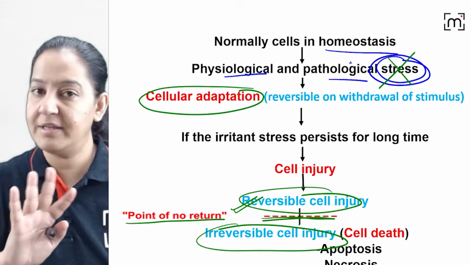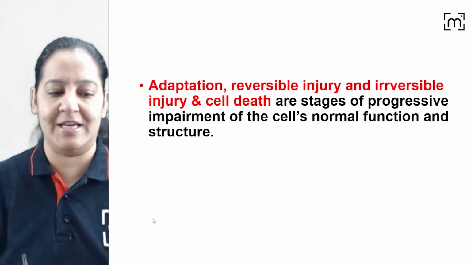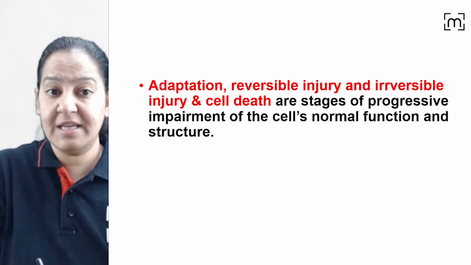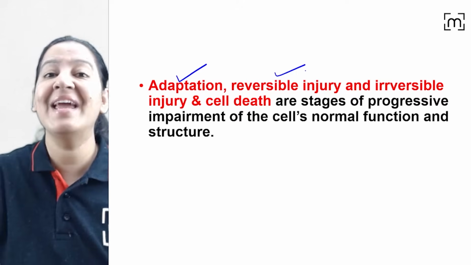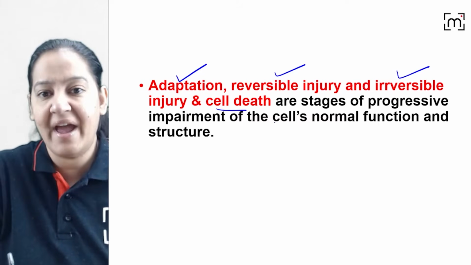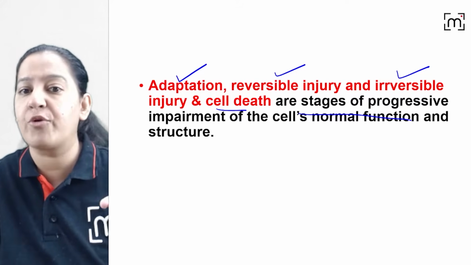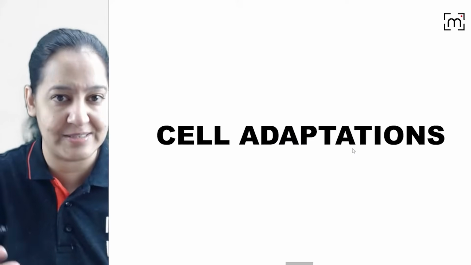Now, so you got it. This is the overview. So can I say 3 things will happen one by one? The first thing which will happen is cell adaptation. The second thing which will happen is reversible cell injury, and the third thing which will happen is irreversible cell injury, that is cell death itself, right? So these are the stages of progressive impairment of the cell's normal function and structure. Yes, these are happening progressively, right?